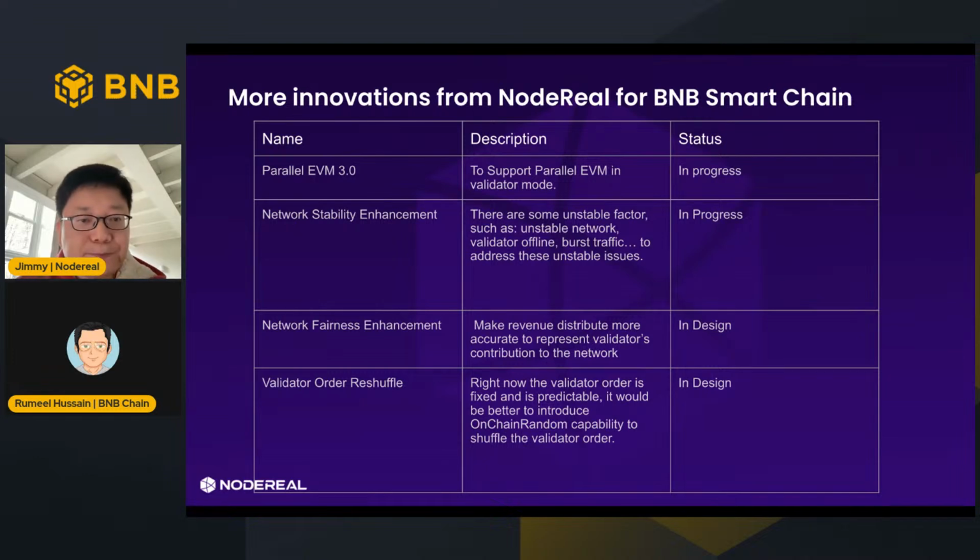And of course, the last one is the validator order reshuffle. Right now the validators' order is fixed and predictable. I don't think that is good. So it would be better to introduce on-chain randomness capabilities to shuffle the validators' order. Of course, this is also in design, and we will contribute from this perspective to the BNB Smart Chain ecosystem.